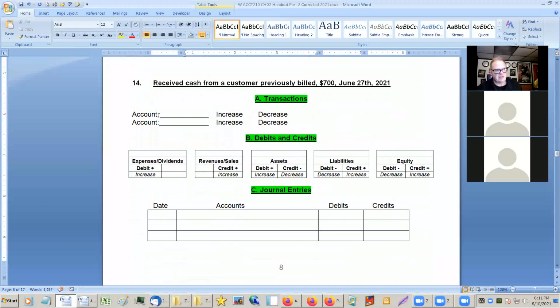Okay, received cash from a customer previously billed. So this would be cash and accounts receivable. Good. The cash increases and accounts receivable decreases? Correct.